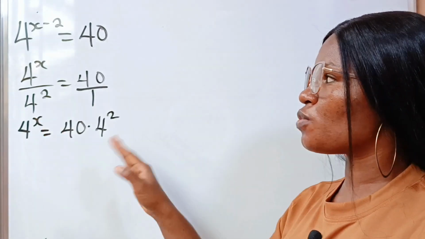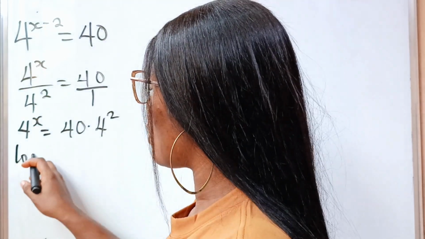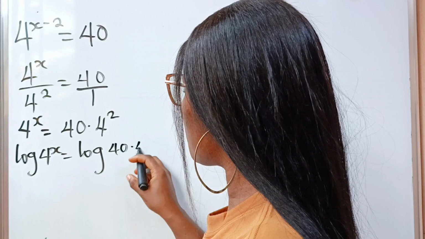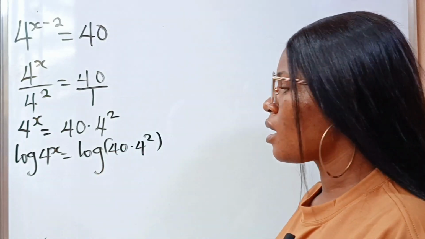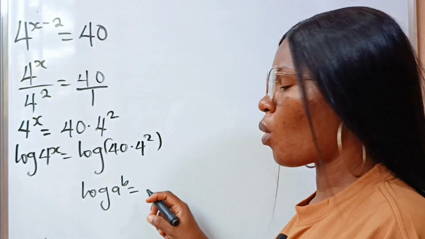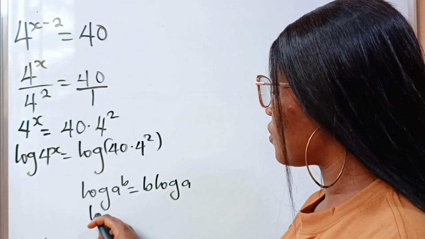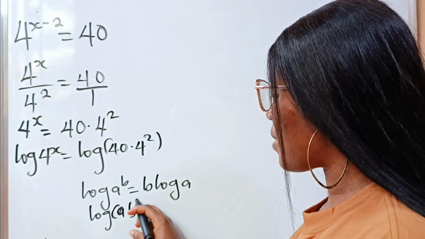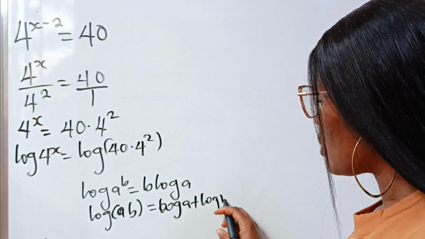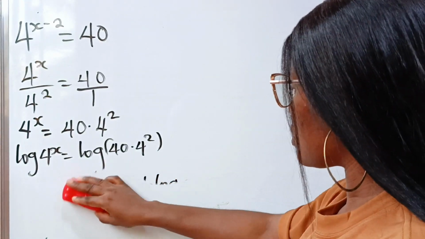Now let's introduce log to both sides of this equation, because that is the only way we can get the value of x. So we introduce log: log 4 to the power of x is equal to log of 40 multiplied by 4 squared. Remember that when you have log a raised to the power of b, this is equal to b multiplied by log a. Also, when you have log of a multiplied by b, it is equal to log a plus log b. So we are going to apply these two laws here. Let's go ahead and do that.